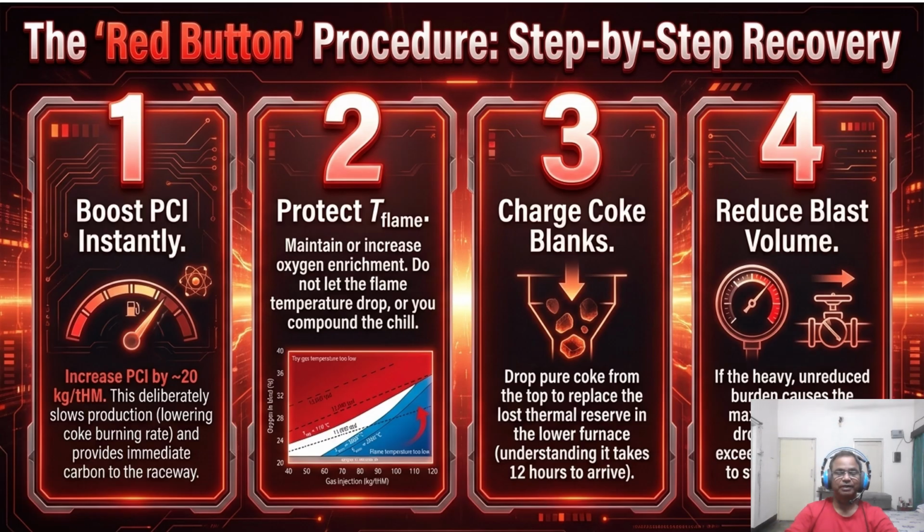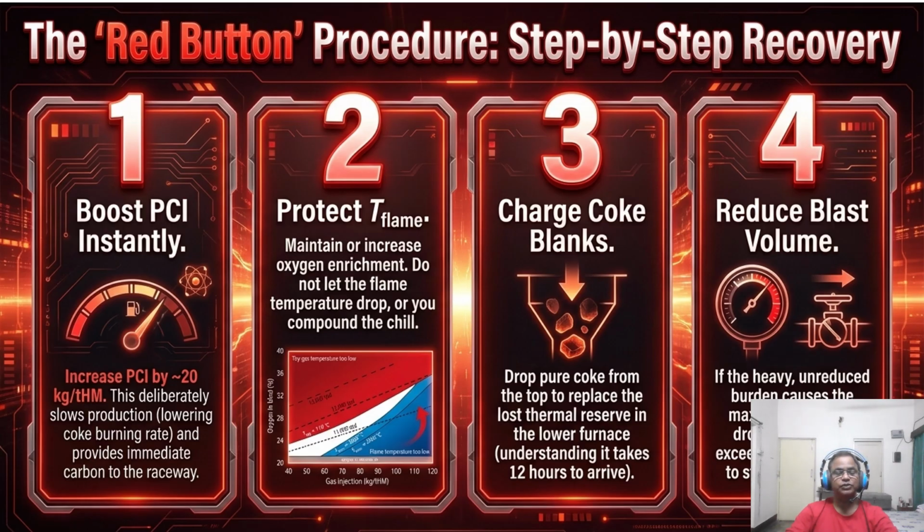So, step-by-step recovery. When things get critical, follow these four steps. Point one: boost PCI instantly by about 20 kg per ton hot metal to provide immediate carbon. Point two: protect your flame temperature. Don't let it drop or you will compound the chill. Point three: charge coke blanks from the top to replace lost thermal reserve, even though they will take 12 hours to arrive. Point four: if the pressure drop is too high, reduce the blast volume to stabilize the descent.